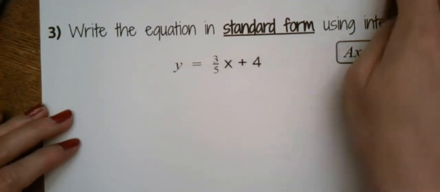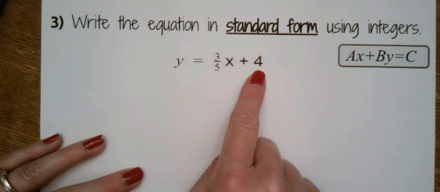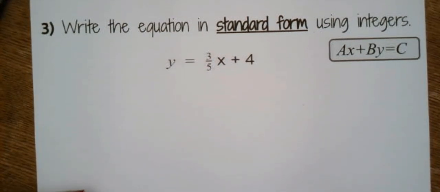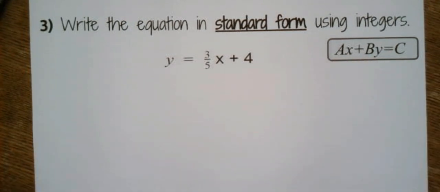Time for number 3. This one is also in slope-intercept form. Notice that we're going to have a problem here because we're going to have a fraction. And we can't have a fraction when we need integers. Okay, so let's begin this one.